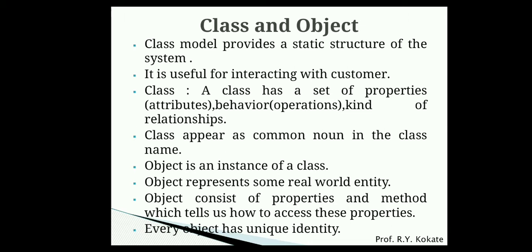What is class? A class has a set of properties, behavior, kind of relationship. That means class is a combination of attributes, operations, and relationship. Class appears as a common noun in the class name. Object. What is object? Object is an instance of a class. Object represents the real world entity. Object consists of properties and methods which tell us how to access these properties. Every object has a unique identity.